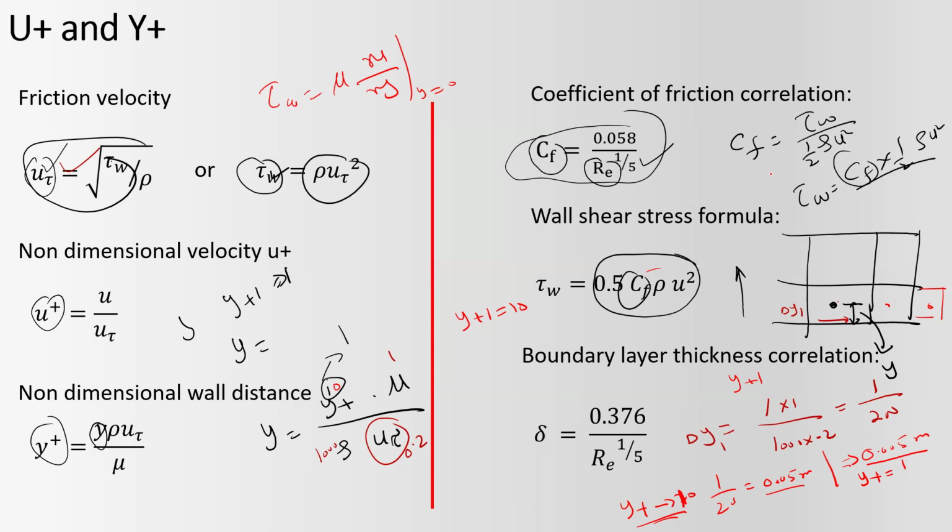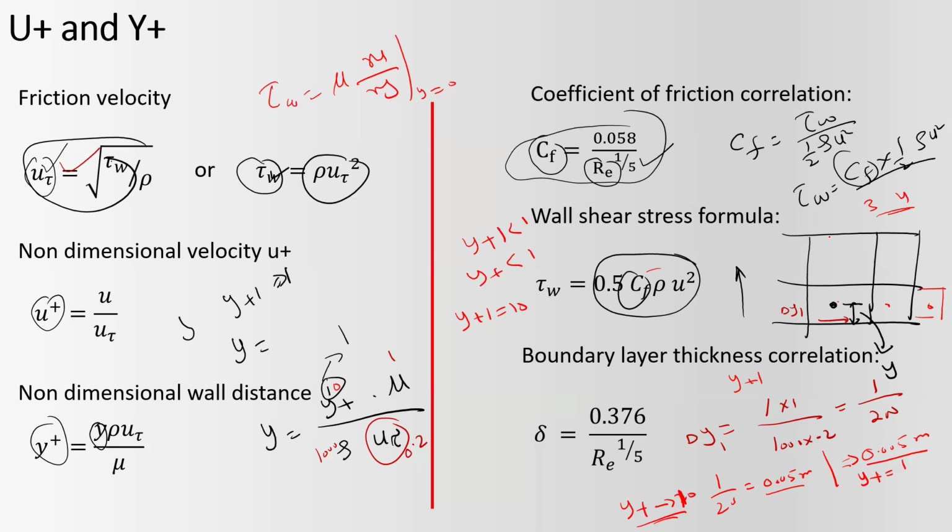So now the question is: what value should we take for the first cell height? If your strict target is that Y plus should be less than 1 everywhere, then you should target the value that is going to ensure that. If not, you run the simulation and find some values are like 3 or 4. So you have to reduce the size, maybe by half, maybe by 1/10. Then you'll end up with a Y plus value of 1 or maybe 0.9, 0.8.